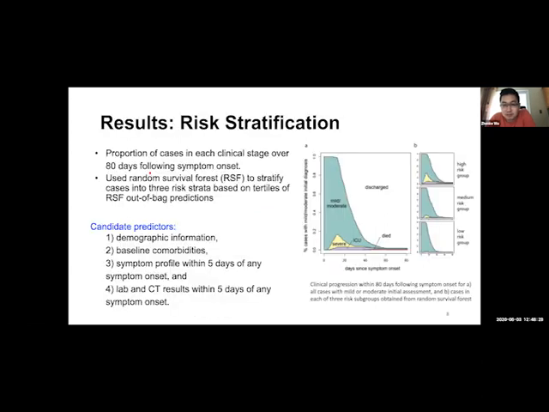Then we were trying to use this data to estimate a few quantities that are easy to interpret. What we did was to take all the data in and try to estimate, at any time point after hospital admission, what the proportion of cases in each clinical stage is. And we plotted the curves over a period of 80 days.